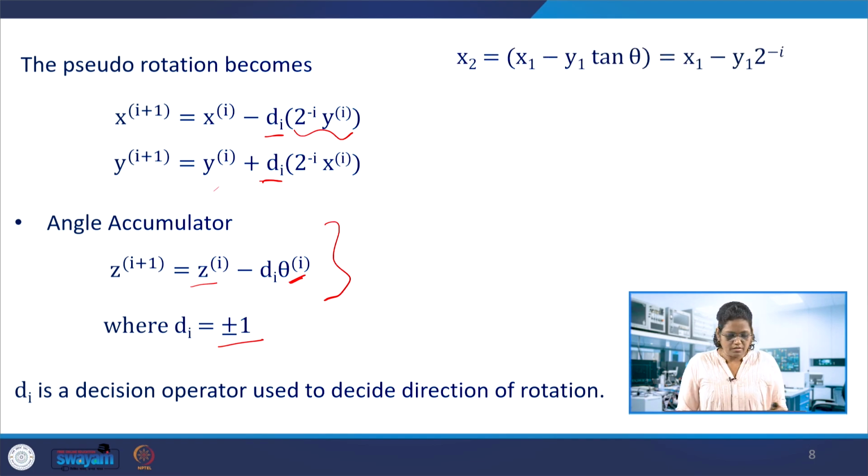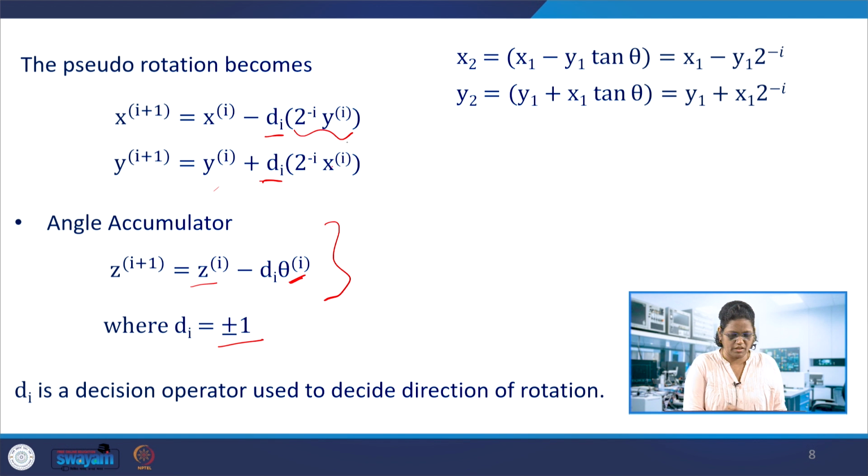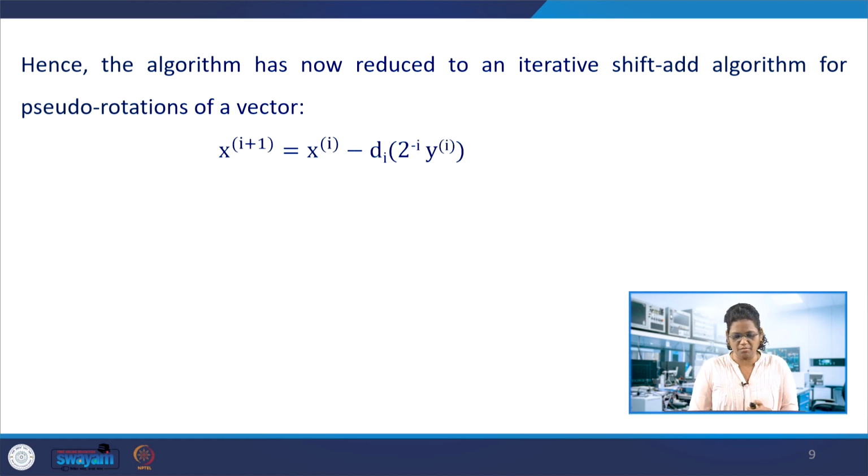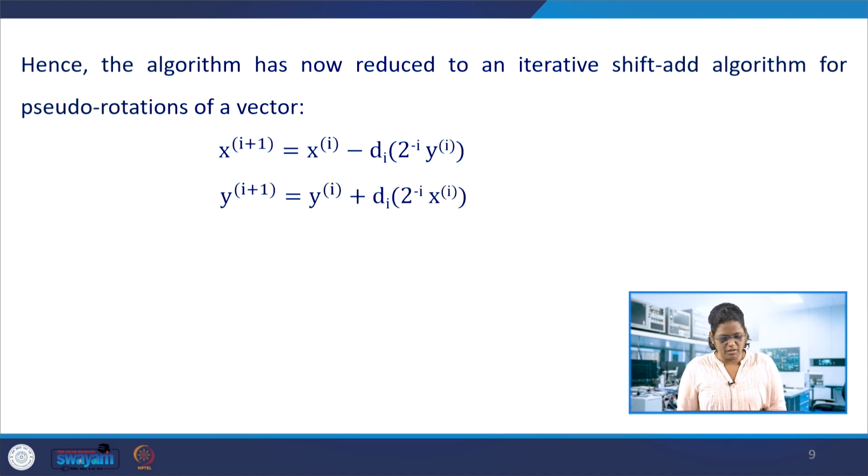So this x2 is the equation from which we have generalized. The algorithm is now reduced: the first equation becomes xi plus 1 equals xi minus di 2 power minus I into y of i, and similarly yi plus 1 is y of i plus di 2 power minus I into xi. Then the angle equation is zi plus 1 equals zi minus di theta i.